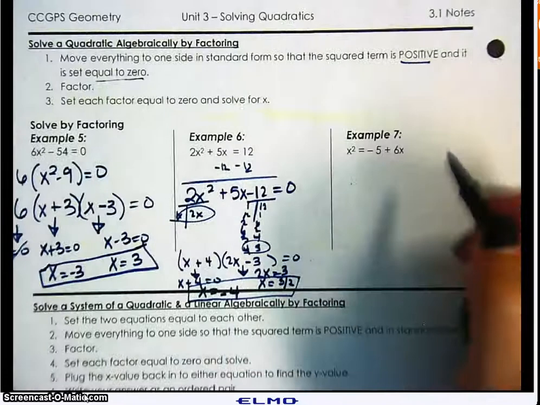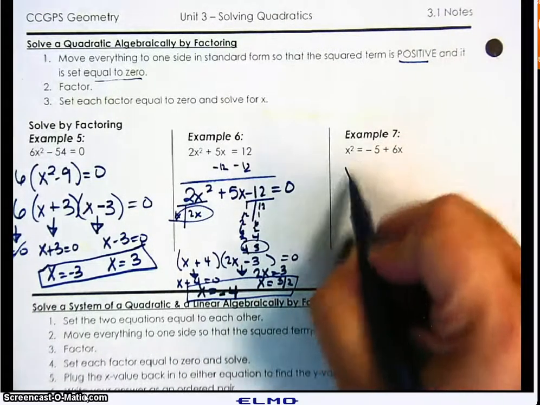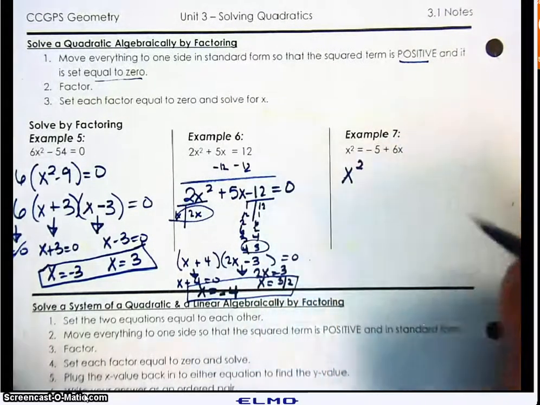Alright, my other example, I'm going to move these two items to the other side. So x squared, I need to put it in standard form.